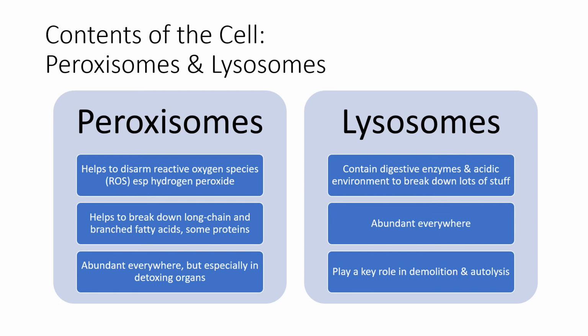They're abundant everywhere. They're particularly abundant in many immune cells. Ingested bacteria and viruses that your cell's trying to attack and get rid of are going to be attacked and absorbed by lysosomes. These play a key role in demolition, breaking down the cell itself and incoming invaders, as well as autolysis, which is the deconstruction of the cell in a methodical way while it dies.